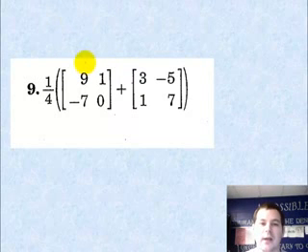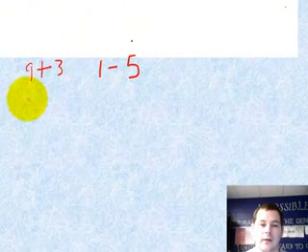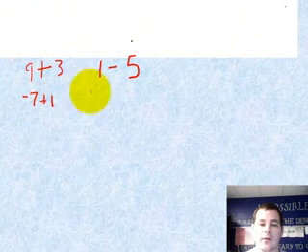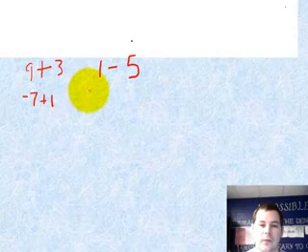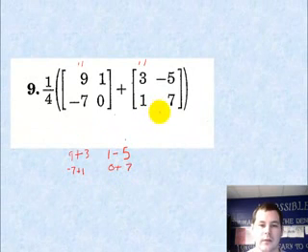So the first one, when I do addition, this one located in row 1, column 1 goes with the one in row 1, column 1 of the second matrix. So it's 9 plus 3. I have 1 minus 5. Negative 7 plus 1. And then I have 0 plus 7. So this is step 1.